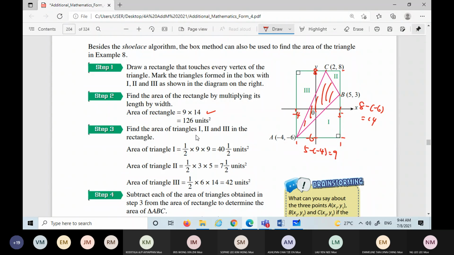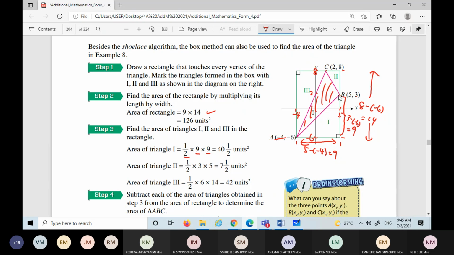Step 3, you find the area of triangle 1, triangle 2, and triangle 3. Same thing, one by one, you have to get the length. This one 14 is from here to here. Look at the first triangle. This one I already have. This is 9. Now I need this. So I use this. This is 3, and then this is -6. So 3 minus -6, so this is 9. So 9 by 9. The base is 9, the height is 9. So 9 by 9, and then times half. So this is the area of the first triangle.